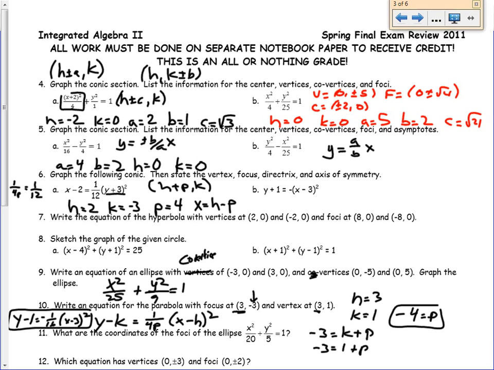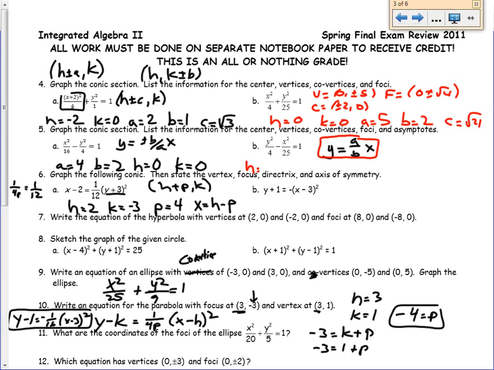Again, guys, here's a hyperbola. The biggest thing that you need to know about a hyperbola is how the asymptotes are set up. The asymptotes are set up based on A and B. What is it with a hyperbola? Does anybody remember which one's A? The first one, not the least one, the first one.